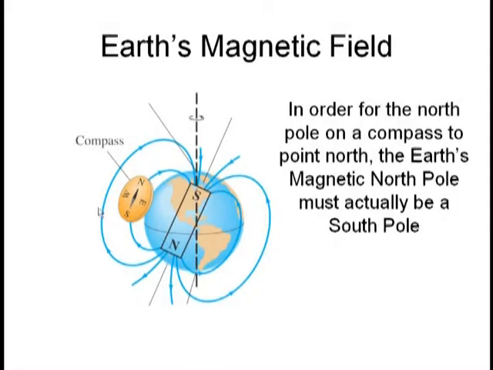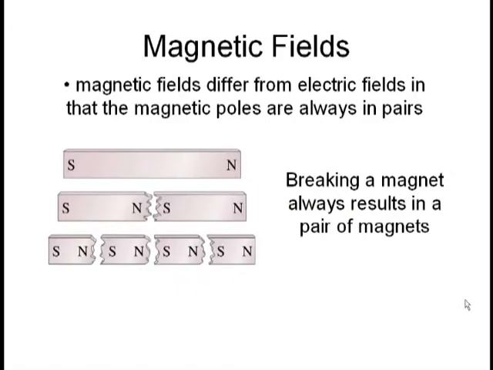Little side note, for the Earth, in order for a compass to point towards the north end of our compass, since north attracts to south, the north pole of the Earth is actually a south pole of the magnet. So imagine that.